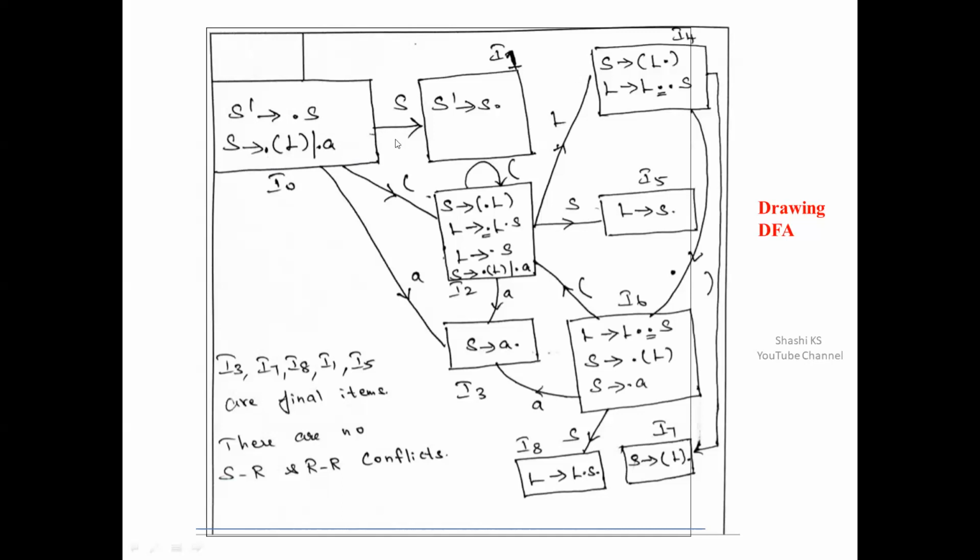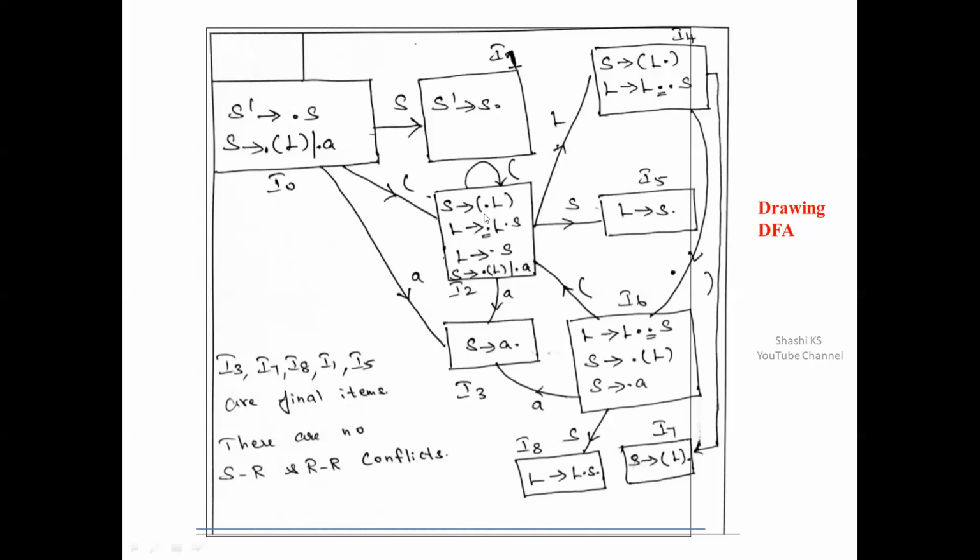Applying goto is nothing but: when in the state, if it processes an S, what is the other state to which it will go? Whenever this state processes an S, it will go to this state, S dash derives S dot, because now the S has been processed and so the dot is moved to the right side of S. Similarly, when this state receives an open bracket, it goes to state I2. In this state I2, you can see that the dot is moved to the right side of the open bracket because now an open bracket has been processed.